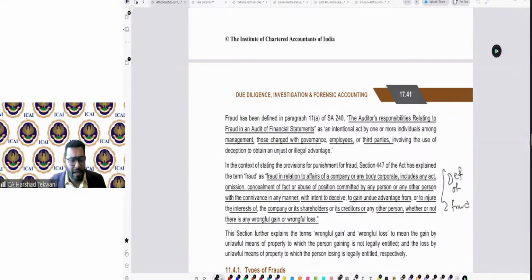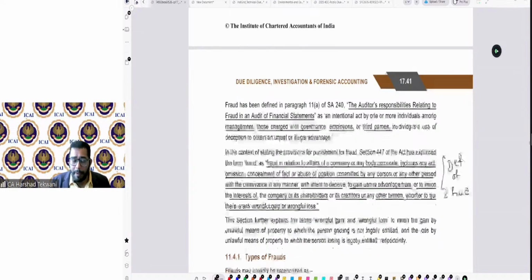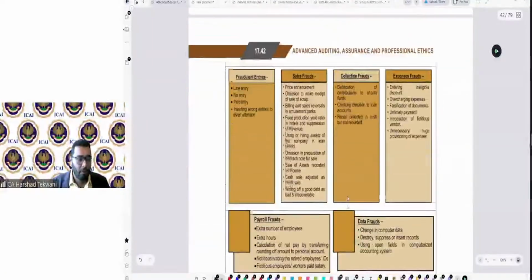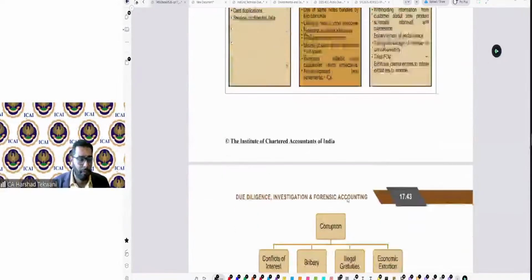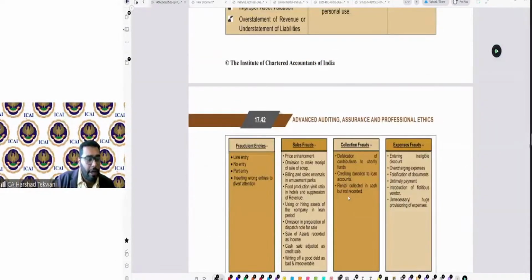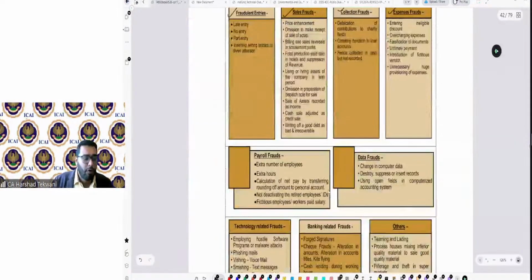Okay, there are other definitions in other laws also, but this is one important definition of fraud. Now, from here, we can identify various kinds of fraud. For example, it could be fraudulent entries, sales related fraud, collection related fraud, expense related fraud. It could be payroll fraud, data fraud, technology related, banking related, others.